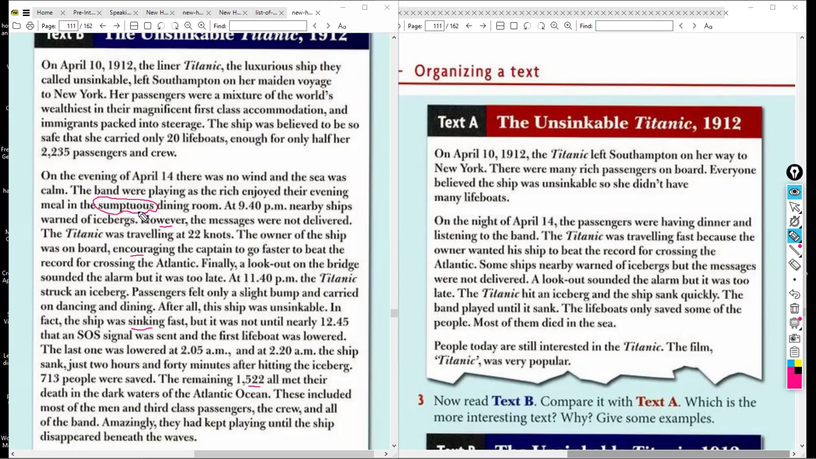Sumptuous. Are you sure? Sumptuous. Exactly. Who knows the meaning of sumptuous? Very fancy, like it has very expensive antiques and stuff. It's like luxury, luxurious. Yeah, luxurious, exactly. So I used another synonym, not the same word.